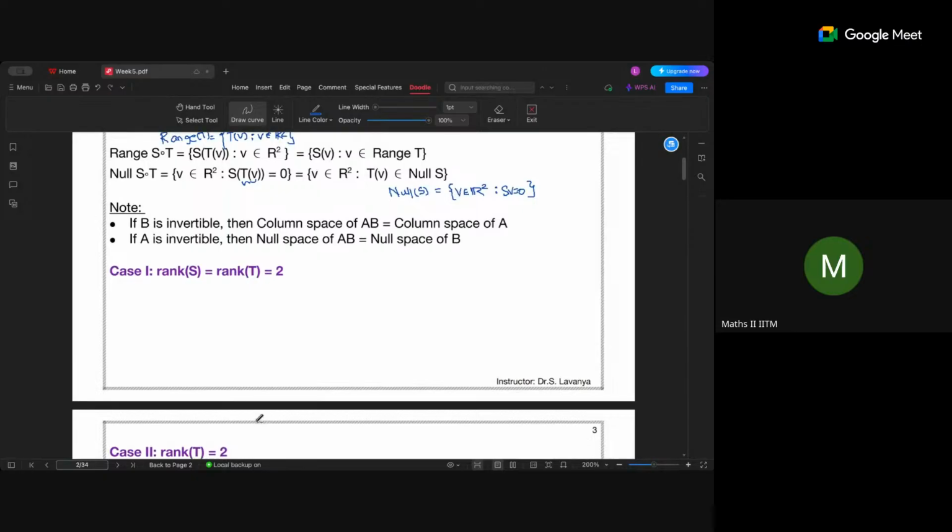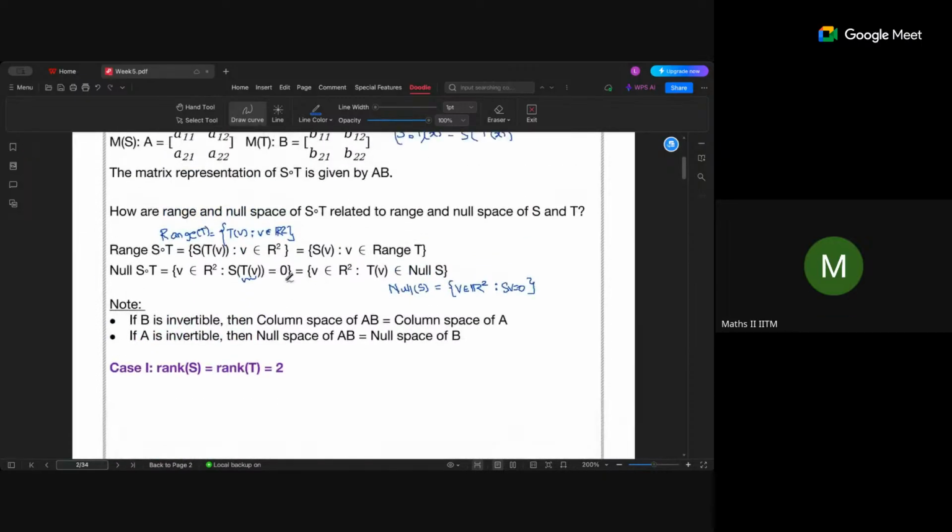Before that, here, what happens when the rank of S and T are both 2? What can you say about the rank and nullity of S composition T when rank of S and rank of T are equal to 2? Okay. So remember, what is the matrix representation of S composition T? Can anyone tell?